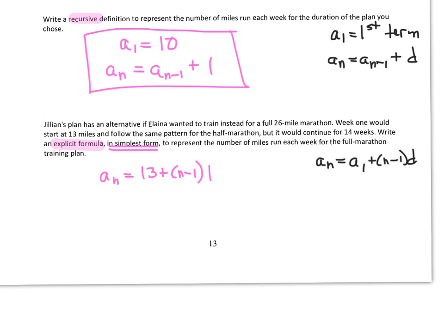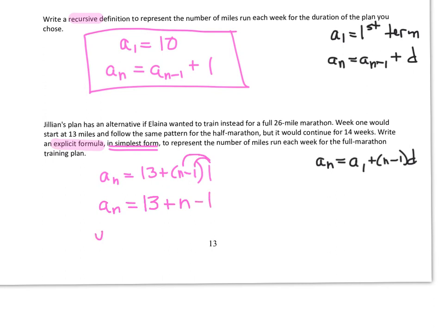Now, unfortunately, if you leave your answer like this, you're not going to receive full credit because it says in simplest form. What that means is they want you to distribute the 1 and then combine your like terms, right? So, I mean, that's easy enough. So we have a sub n equals, let's bring down the 13, and we'll bring down the plus sign, and then 1 times n is n, and 1 times negative 1 is negative 1.